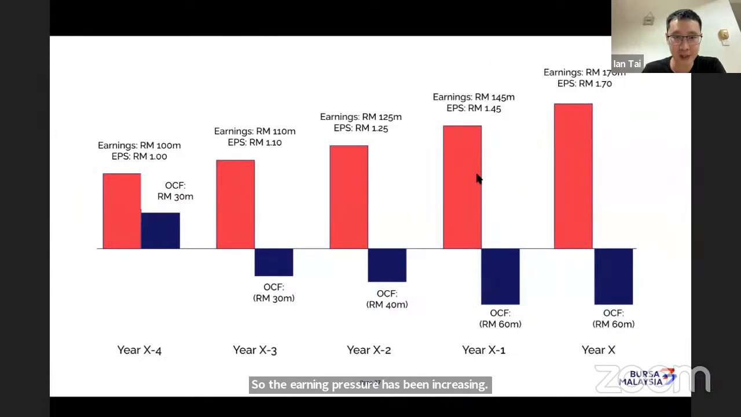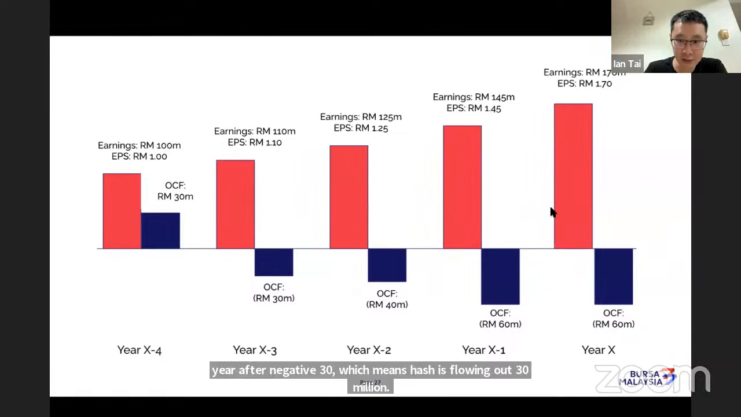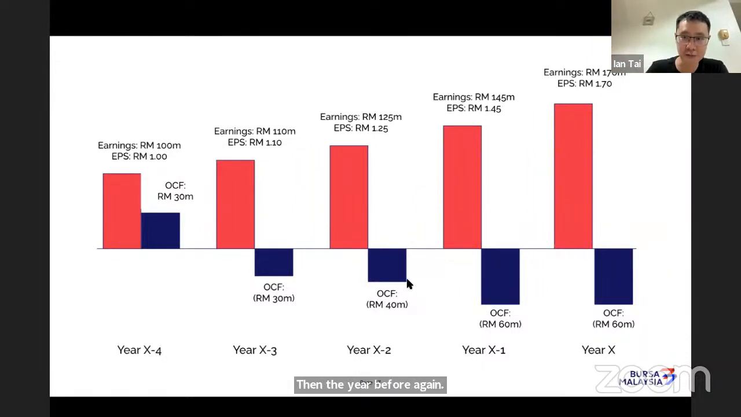Now, here's the thing. If you take a look at the company's operating cash flow, which is OCF over here, what we can see is that 4 years before the latest, the company brought in 30 million in positive operating cash flow. The year after, negative 30, which means cash is flowing out, 30 million. Then the year before again, 40 million cash out.